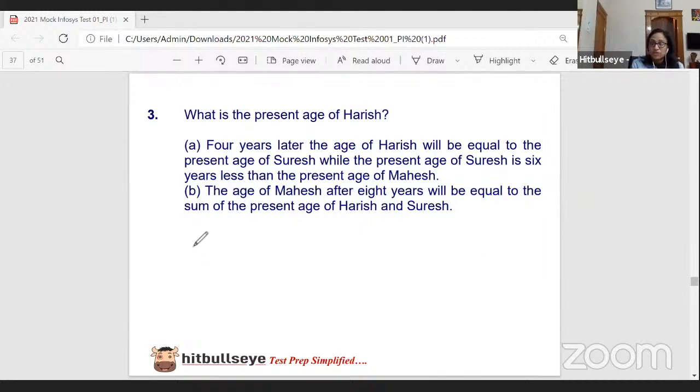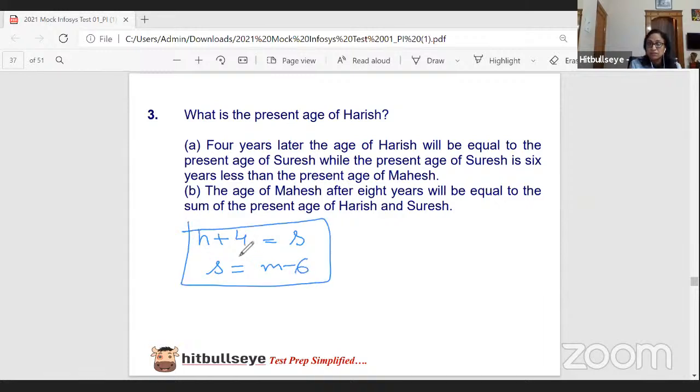So information A is telling me what? 4 years later, the age of Harish. So 4 years later, age of Harish will be H plus 4, which will be equal to the present age of Suresh. So the present age of Suresh is S. While the present age of Suresh is 6 years less than the present age of Mahesh. This is the information given by statement A. Is it clear? So it says H plus 4 is S, and it also tells me that S is M minus 6, where these variables are the current ages of these people.